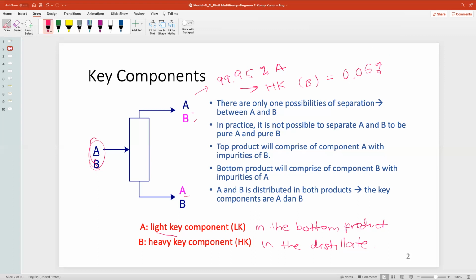If our tower or equipment has more than the requirement, that's fine. But we have to lock the minimum requirement as the product, so our product should be on spec. All right, this is for two components, where there is only one possibility, between A and B.